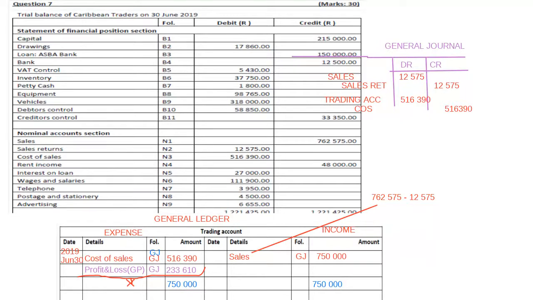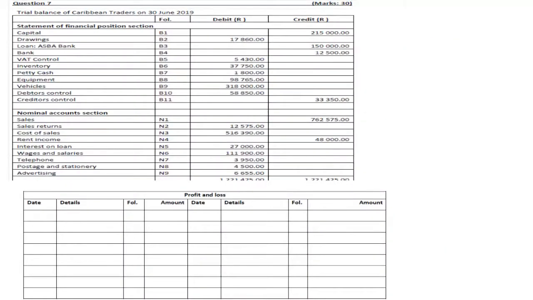So remember that this amount of the profit and loss here is on the debit side. Let's not forget, this is very much important. This is on the debit side, and this is the amount that I'm talking about. So you're going to give me that amount. Now I'm going to go to the profit and loss.